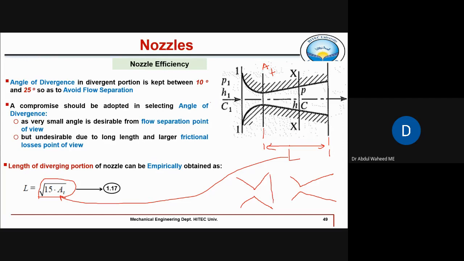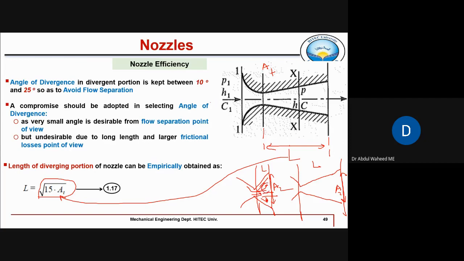So this area, this A2 and this A2 are the same. What is the difference between the two? Here you have a divergent portion that is very long, compared to this case. Here this divergent portion is very short. So here when fluid leaves, it will not occupy this whole cross section smoothly. Fluid will be leaving like this and some fluid will try to move in this direction.